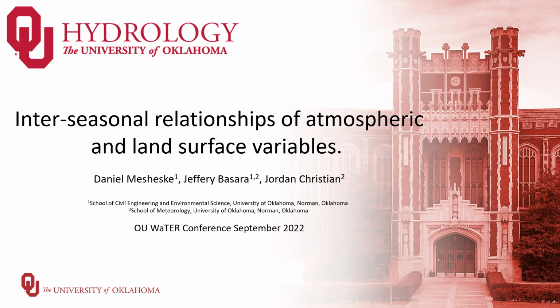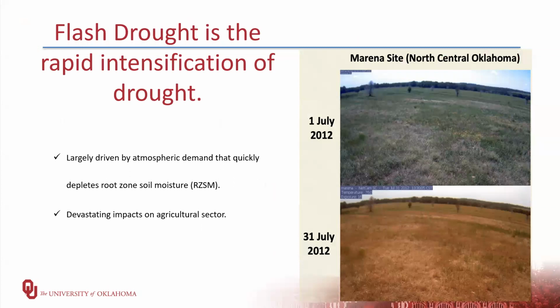Today, we'll be looking at the seasonal and interseasonal relationships between atmospheric and surface variables in Europe. This project was born out of the idea of looking at the drivers of flash drought. Flash drought is the rapid intensification of drought-like conditions. This phenomenon is largely driven by atmospheric demand. However, the extent of that demand can be influenced by many other factors such as temperature or humidity.